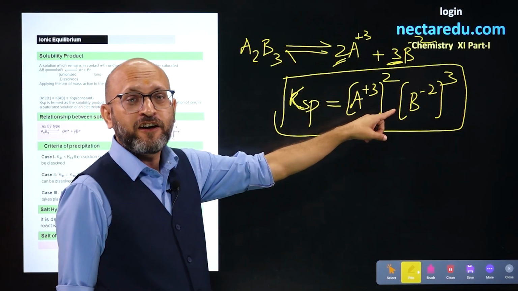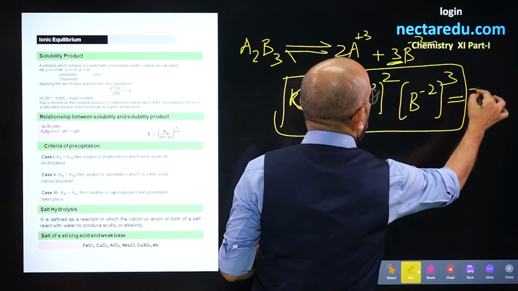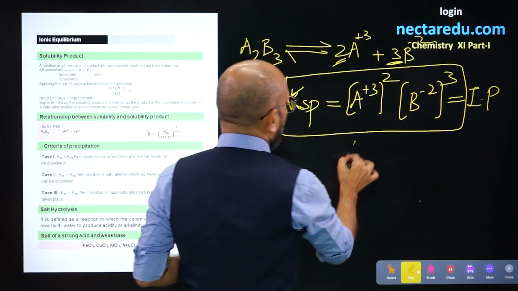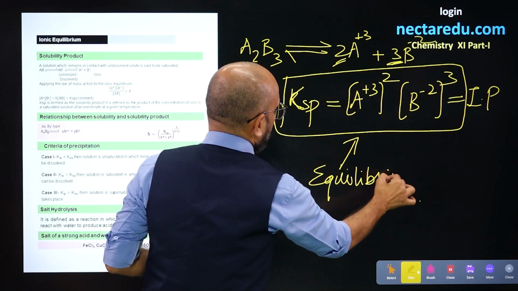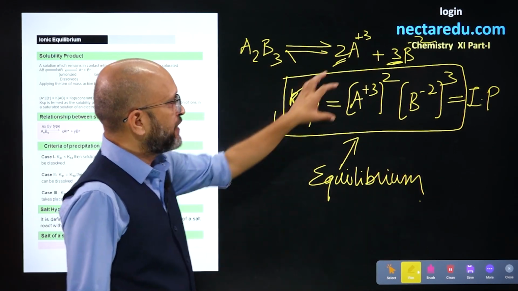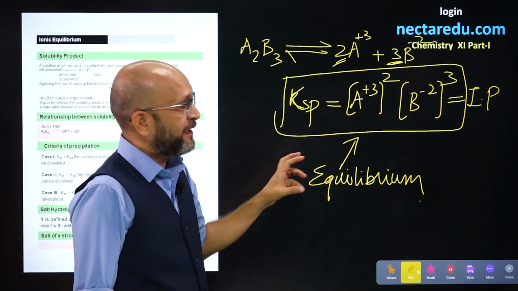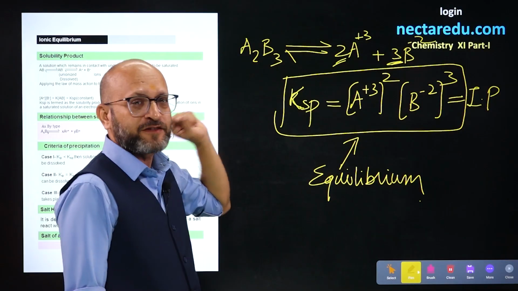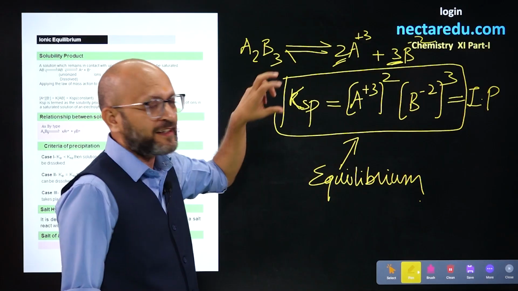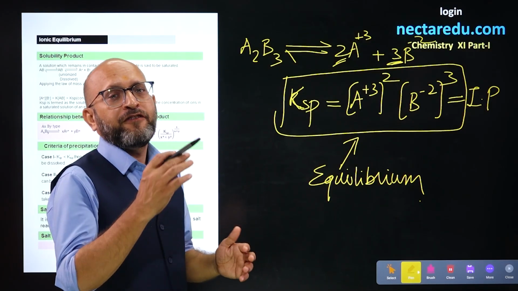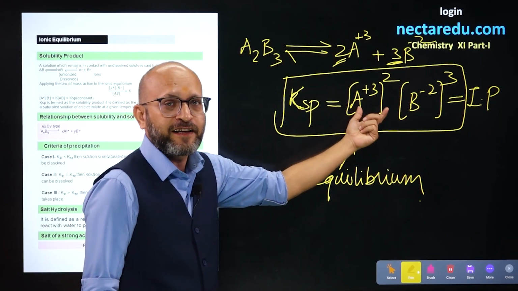Concentration of ions at equilibrium, right? And this is also equal to ionic product at equilibrium. This is the condition for equilibrium. So if this product is equal to Ksp, that means we are at equilibrium. If this product is less than Ksp, we have an unsaturated solution. If this product is greater than Ksp, that means we have a precipitation condition. So this product is basically nothing but ionic product.